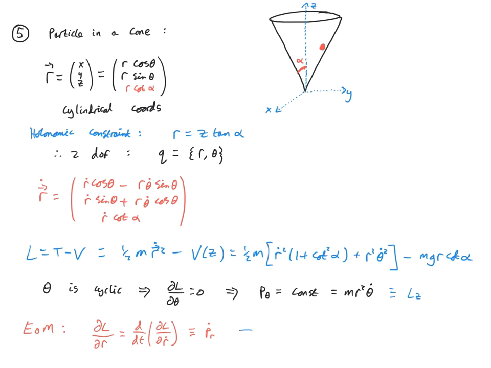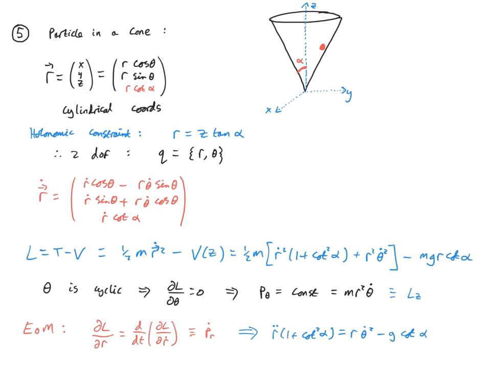I leave that for you to do yourself. Let me just finally write down the answer, which is that r double dot into 1 plus cot squared alpha is equal to r theta dot squared minus g cot alpha.